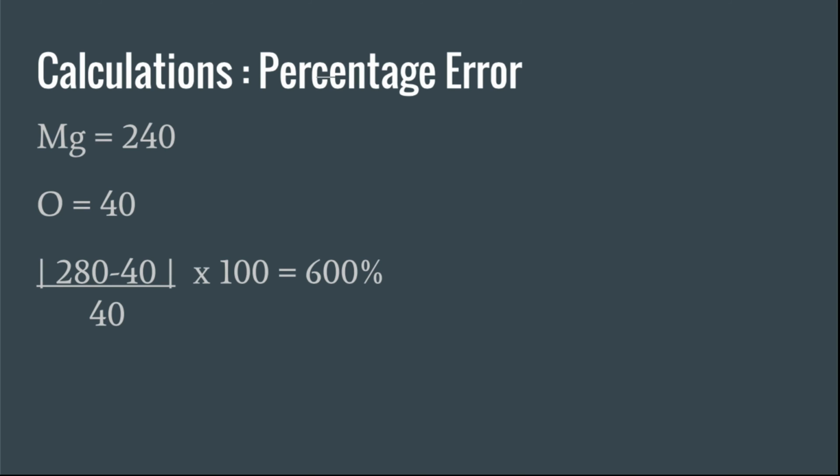Then we found the calculations for the percentage error. Magnesium was 240 and oxygen was 40. So then we did the absolute value of 280 minus 40, which is 240, and then we divided that by 40, which was 6, times 100 gave us a percentage error of 600%.